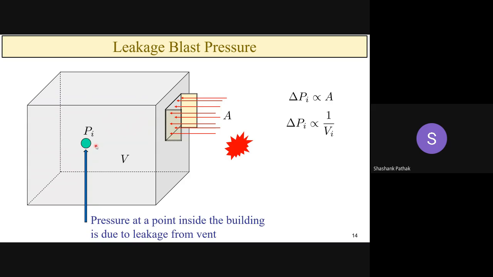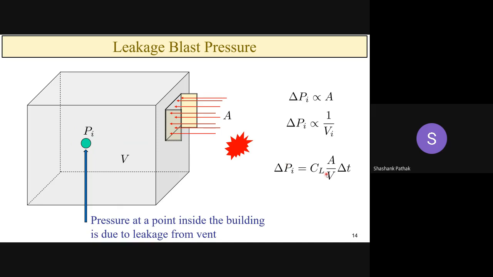Anyways. So if this volume is very big, the average pressure at this point will also be small. So the change in pressure is inversely proportional to the volume that we are considering for calculating our average pressure.